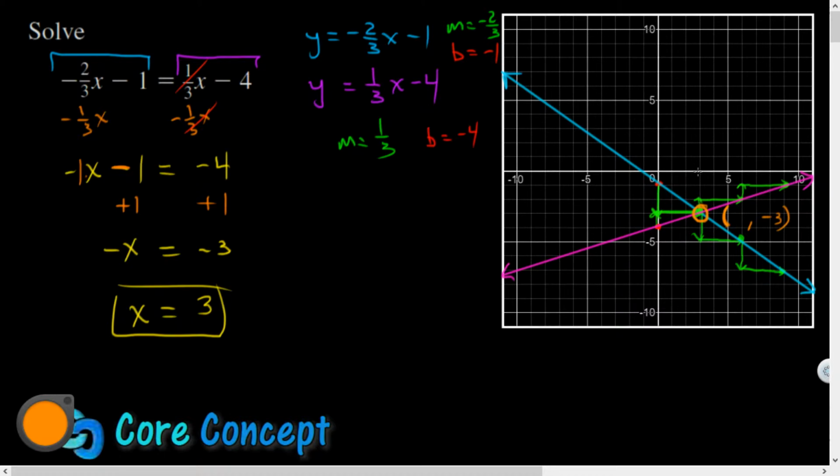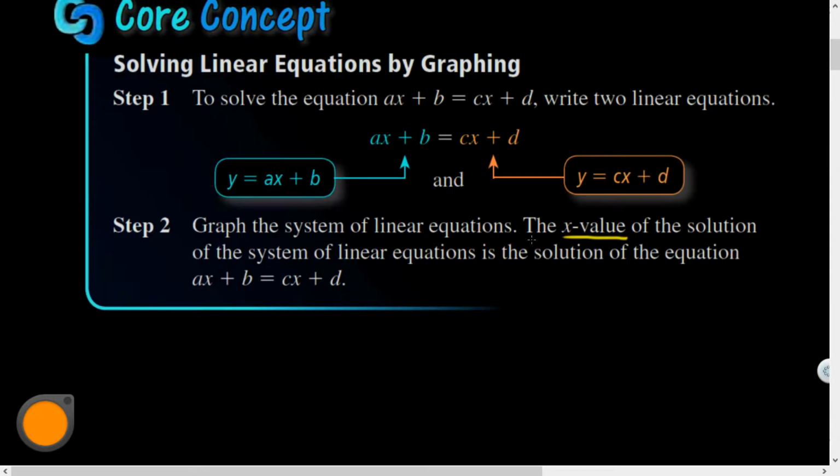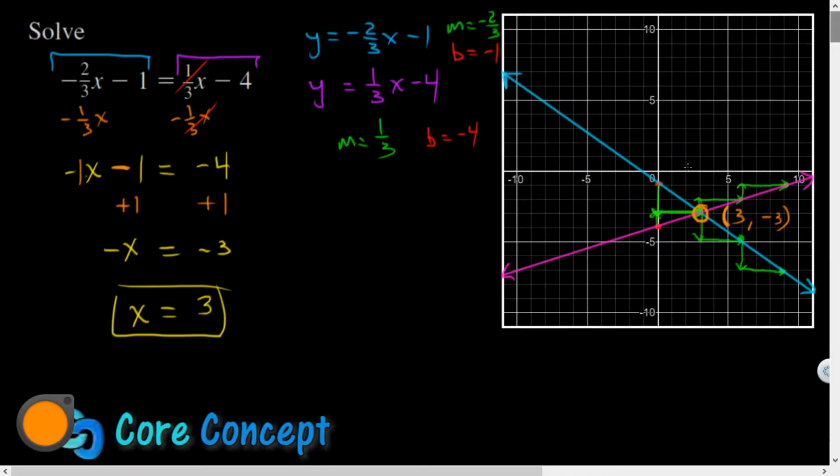So over 3, I do the x first, so over 3, down 3. And what this said was that the solution is the x value, okay? The x value. So my solution is this. Okay? So this is kind of weird.